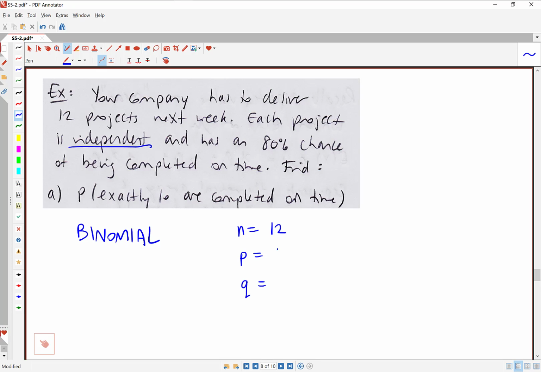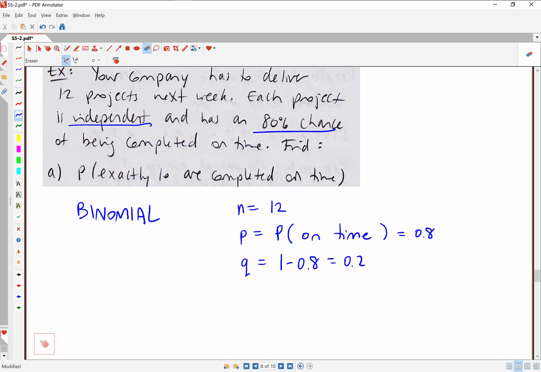P represents the probability of success on a single trial. So in the context of this problem, that's the probability that a single project is on time. And we're told in the question there's an 80% chance of that happening, so 0.8. And then Q is going to be 1 minus P, so Q is 0.2. So you've got 0.8 for the probability that a single project is on time, and 0.2, the probability that a single project is late.